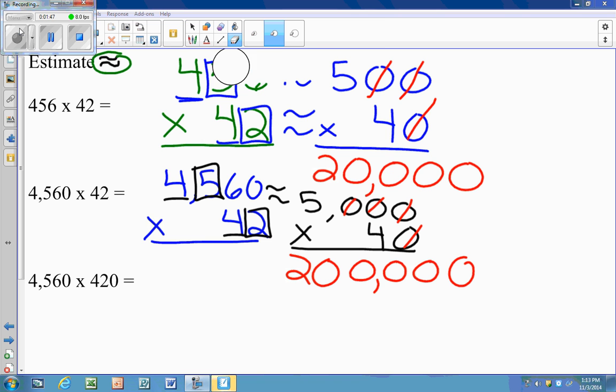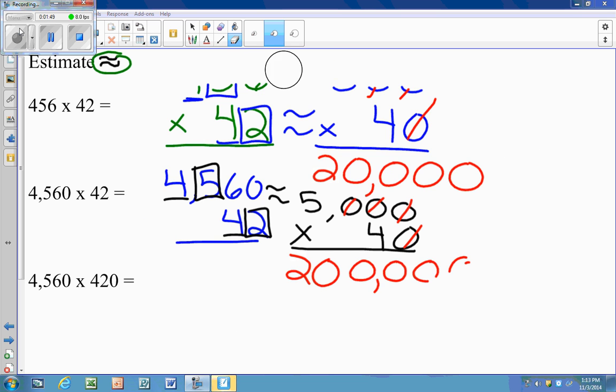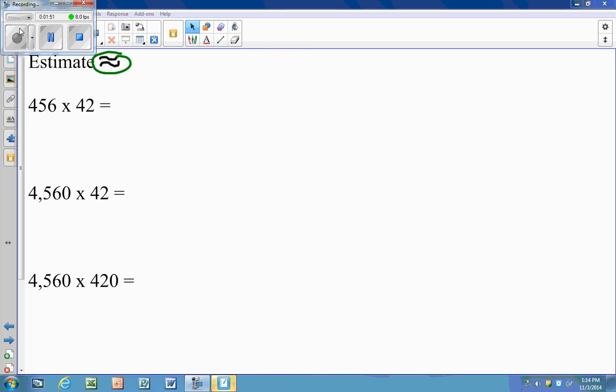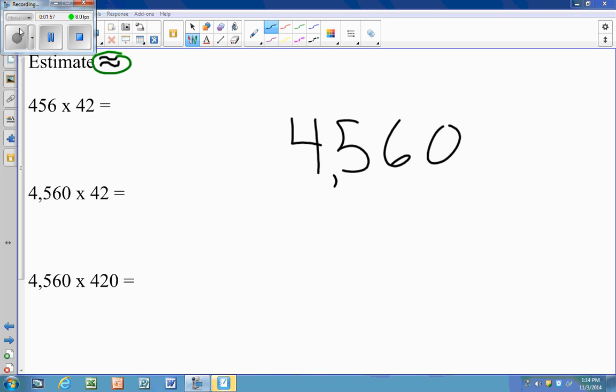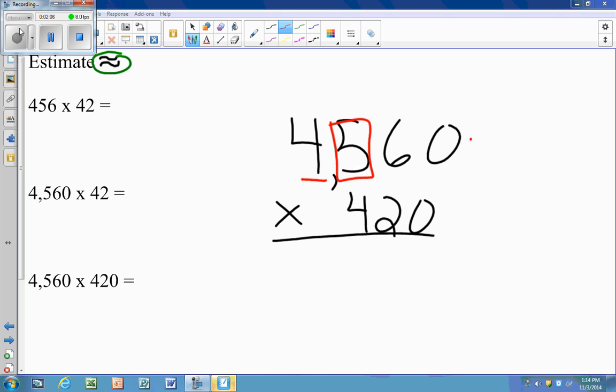I'm going to clear some of this out to just make room for the next problem. So my next problem, I'm just going to write it all up here, is 4,560 multiplied by 420. When I estimate that, first I'm going to round to the largest place value. And then I'm going to round this one to the largest place value.